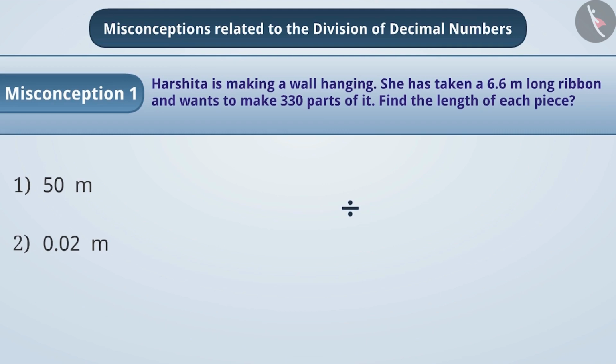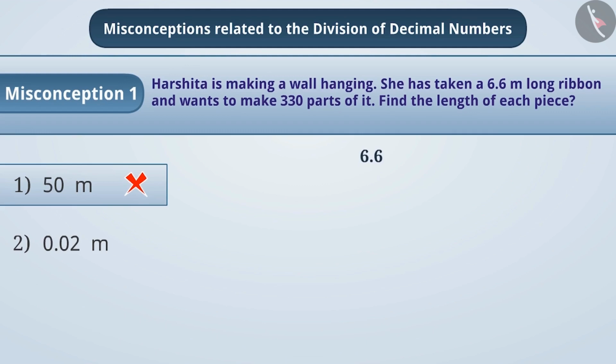While dividing, students often have this misconception that larger numbers should be divided by smaller numbers. So they divide 330 by 6.6. This gives them the result 50, which is the wrong answer. Hence, option 1 is incorrect.